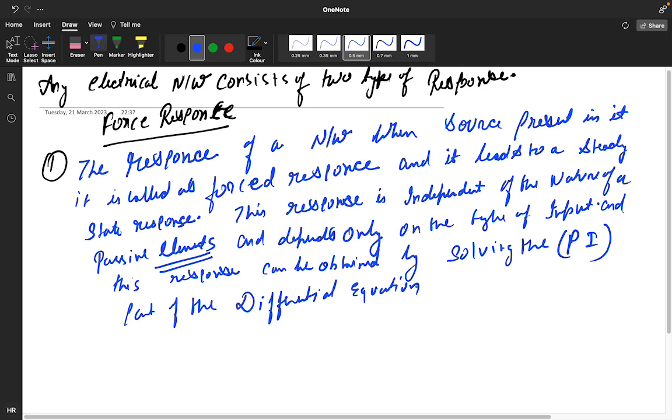So what is the forced response? The response of a network when a source is present in it, either a voltage source or current source. And it leads to a steady state response. Okay, this point is important. This response is independent of the nature of passive elements. So what is the meaning of a passive element, guys? I think you remember what is a passive element and active element.